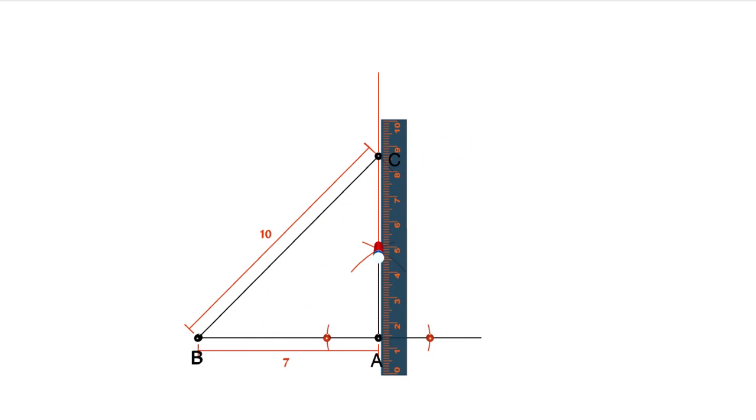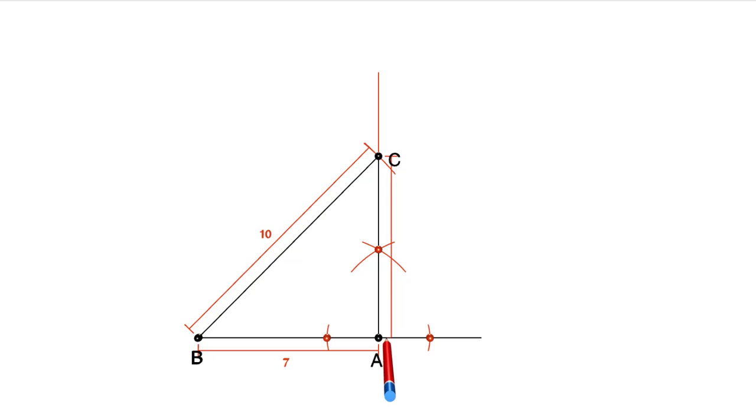And now the last thing to do is just to denote that AC is the perpendicular line from this triangle. You shouldn't measure the length of this side AC, but just in case, it's 7.1.